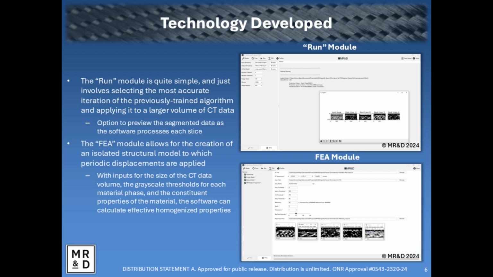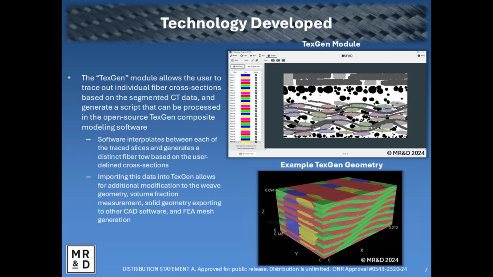With each material phase defined, the software will take a few more additional input parameters and impart periodic displacements in each direction to calculate the orthotropic mechanical properties of the composite material. The final module of the software is an integration with the open source woven composite modeling software called TextGen. To convert the segmented image volume generated by the deep learning network to a solid geometry, the user will trace distinct cross sections for each visible fiber tow to define its path in a specified direction.